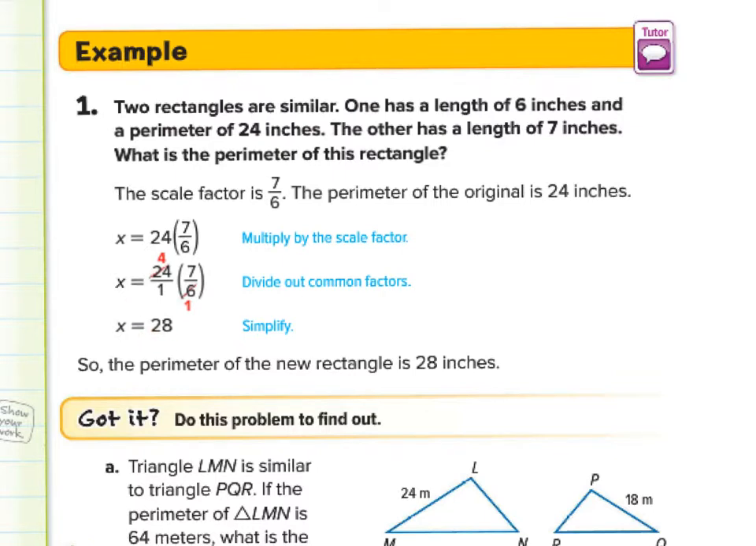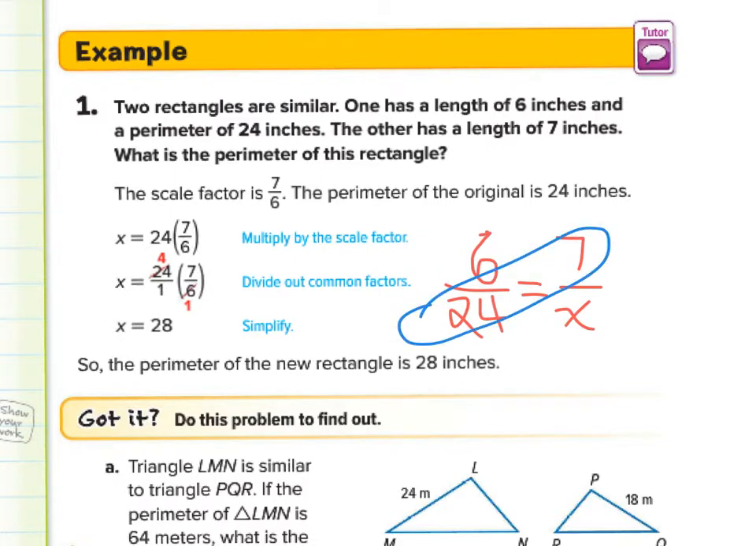Now we can also do it different ways. We could use the scale factor to multiply, but another way that I believe you've learned in the past is to say that 6 to 24 becomes 7 to what? You see? We can use cross product where we multiply the 7 times 24 and the 6 times x, so that we get 6x equals 168.